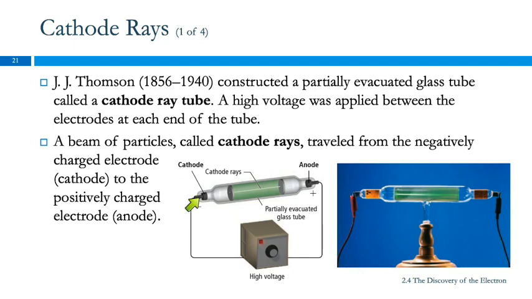And so what he found was that you apply this high voltage and a beam of light goes from one end to the other. This is the cathode, the negative terminal, and this is the anode, the positive terminal. And because the rays were coming from the cathode, they were called cathode rays. They were rays coming out of the cathode. And then, okay, what can we learn about this weird phenomenon?